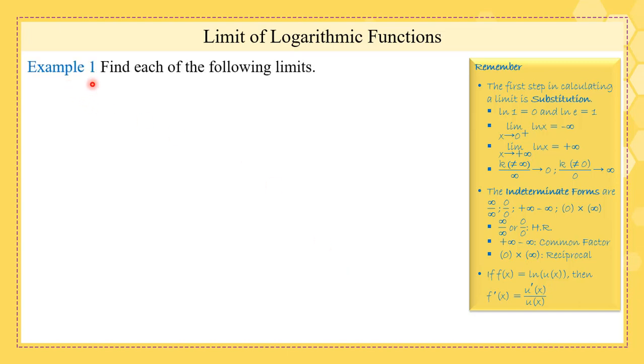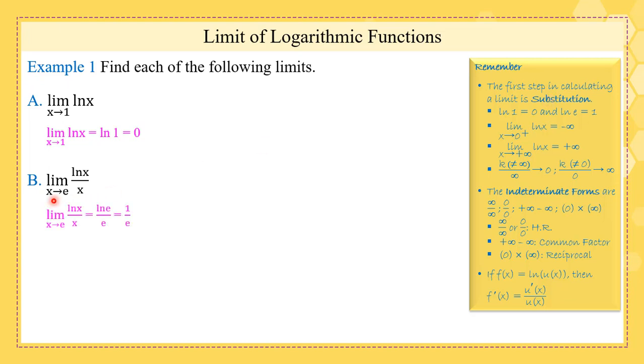Let's see example 1. Find each of the following limits. The limit of ln x as x tends to 1. Well, the first step in calculating a limit is substitution, and by substitution, the limit of ln x as x tends to 1 is ln 1, and ln 1 is 0. The second limit, also by substitution: the limit of ln x over x as x tends to e is ln e over e, and ln e is 1, and the final answer is 1 over e.